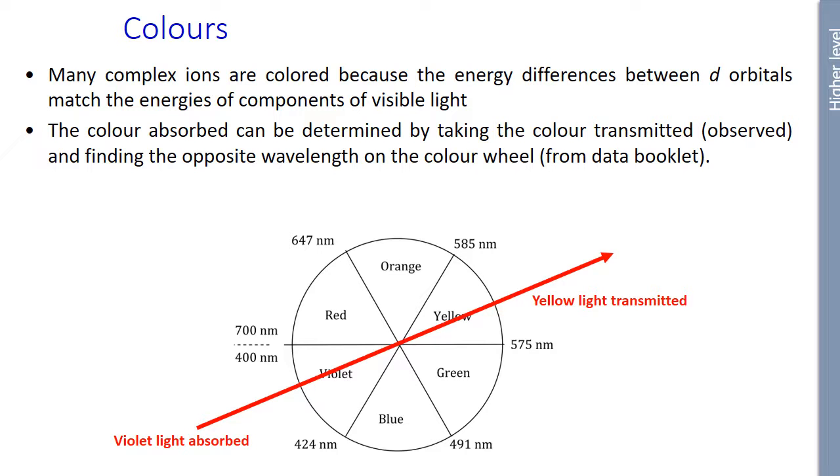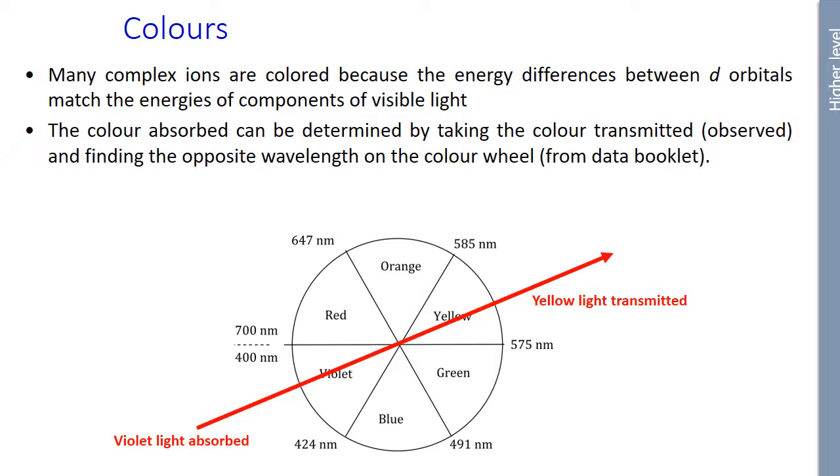Okay, so from the video, you would have seen that many complex ions are coloured because of the energy differences between the d orbitals, which of course is related to the ligands, related to the size of the cation in the center, and also related to the actual nature of that cation. So the colour absorbed can be determined by taking the colour transmitted, what we actually see, and finding the opposite wavelength on the colour wheel from the data booklet.